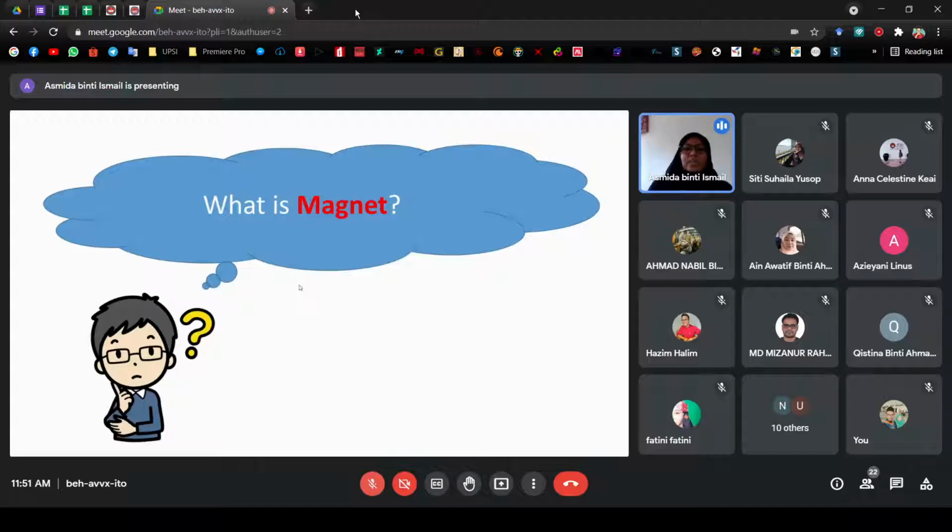Banyak slide ni, ada 100 lebih, tapi saya go through, saya tak go on to detail lah. Saya terangkan secara ringkas. Okay. What is magnet? Sebab benda ni you boleh baca sendiri. Okay. So you boleh baca dan you boleh faham. Okay, hari ni kita go through lah sekejap sikit.